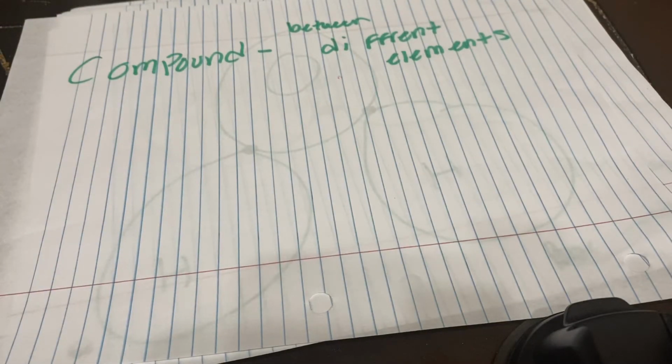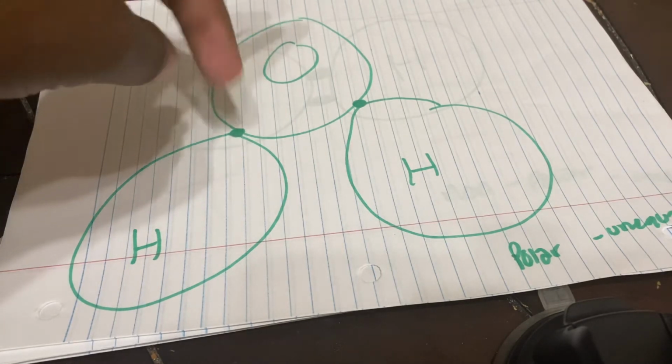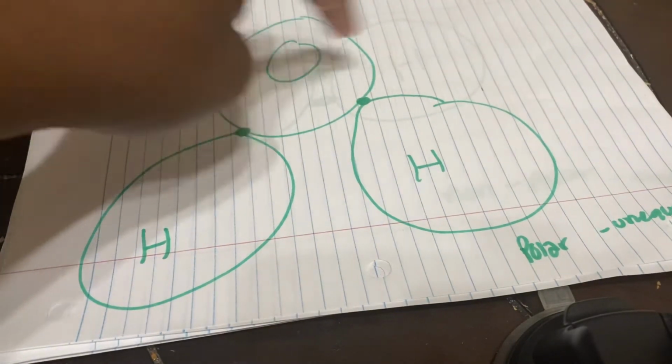Okay. So the compounds are between different elements. So a compound isn't 2 of the same element. It is a combination of different elements. So here we're going to talk about polar. When it's polar, it is sharing unequally. It's sharing the electrons unequally.